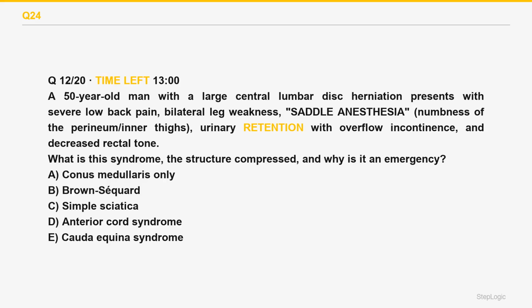What is this syndrome? The structure compressed, and why is it an emergency? A 50-year-old man with a large central lumbar disc herniation presents with severe low back pain, bilateral leg weakness, saddle anesthesia, numbness of the perineum and inner thighs, urinary retention with overflow incontinence, and decreased rectal tone.